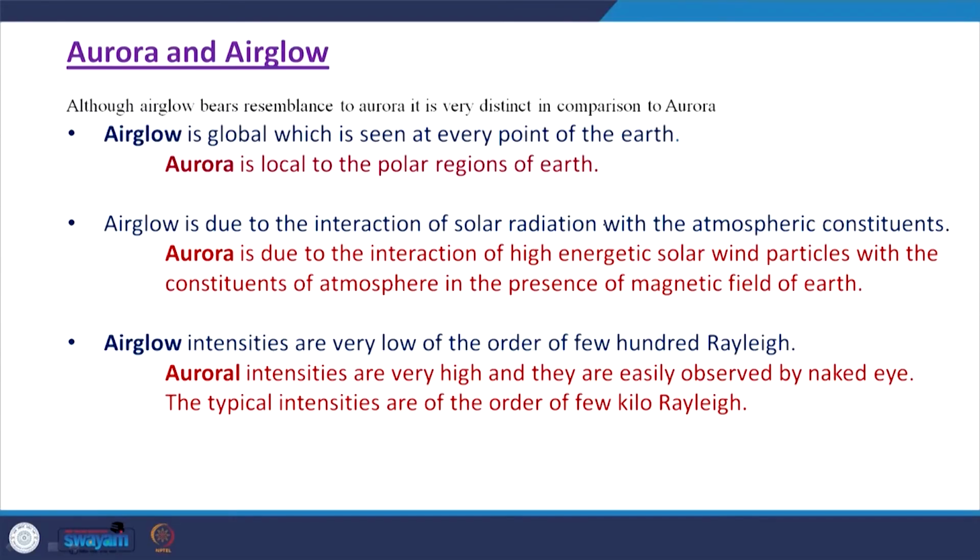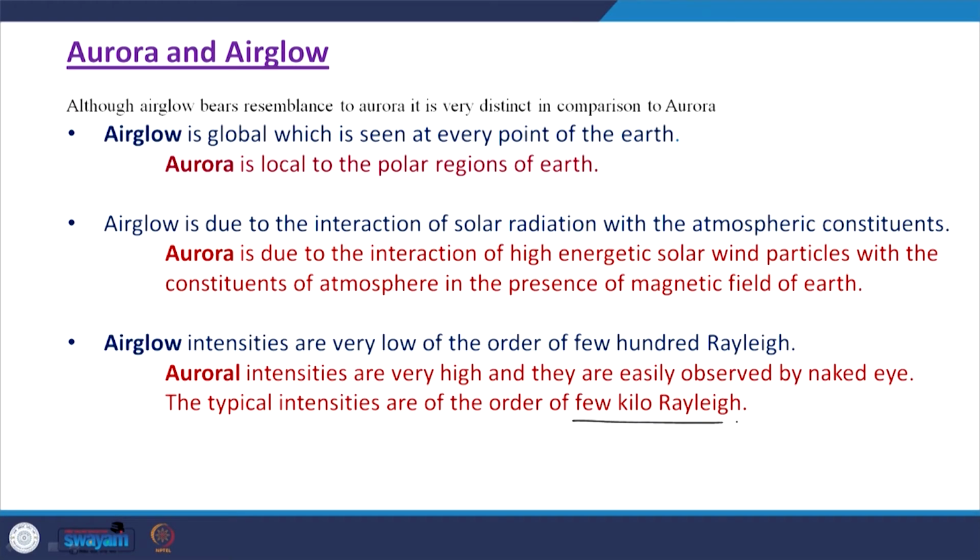So, if you take away the magnetic field of the Earth, you will not be able to see the aurora. But airglow is not like that. Airglow you can see at any point and at any given time. Airglow intensities are very, very low, and they are typically of the order of a few hundred Rayleigh. Auroral intensities are very high, and they are easily observed by the naked eye. You can see aurora with your naked eye, and the typical intensities are a few kilo Rayleigh.